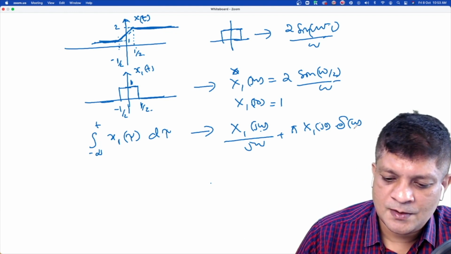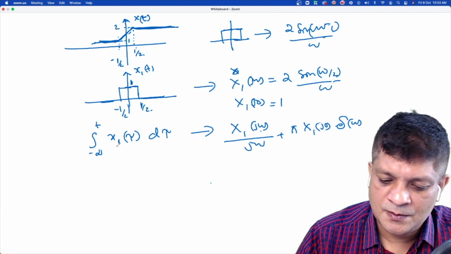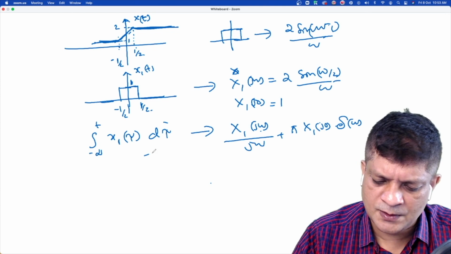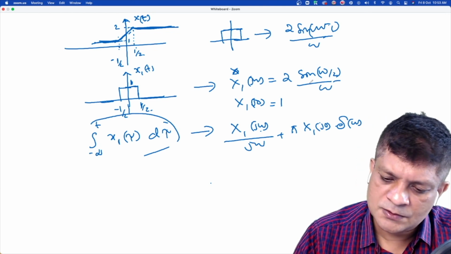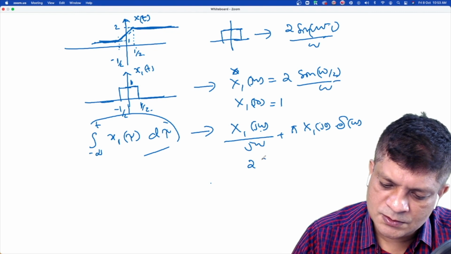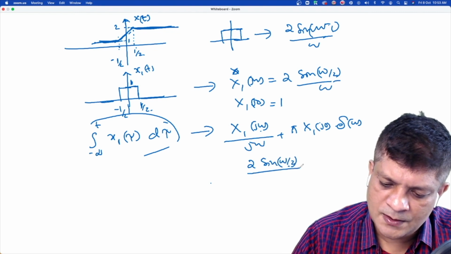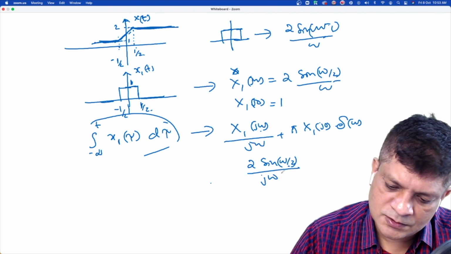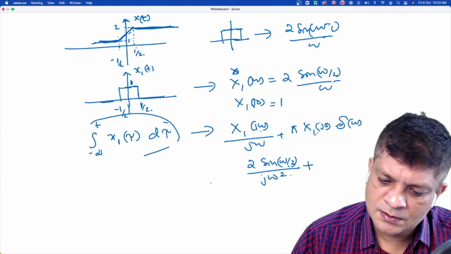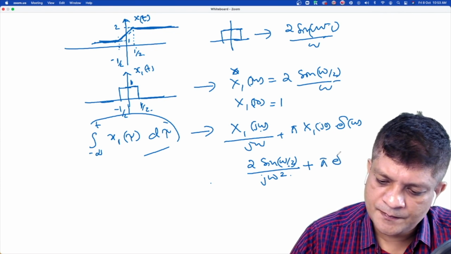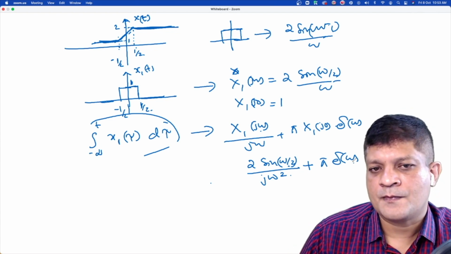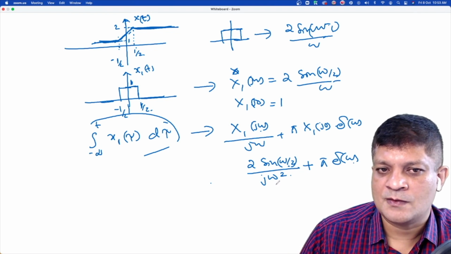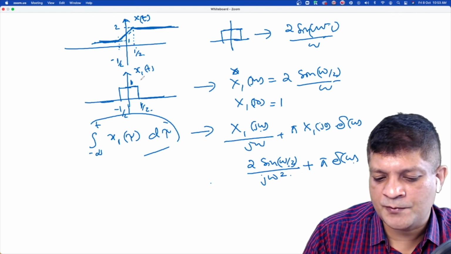Tell me what is the Fourier transform of this one? Oh, sorry, yes. It is the Fourier transform of the integral of x1(t). So X1(j omega) is this. So it is 2 sine omega by 2 by omega, over j omega square, plus this, which is 1. This is the Fourier transform of the integral of this signal.